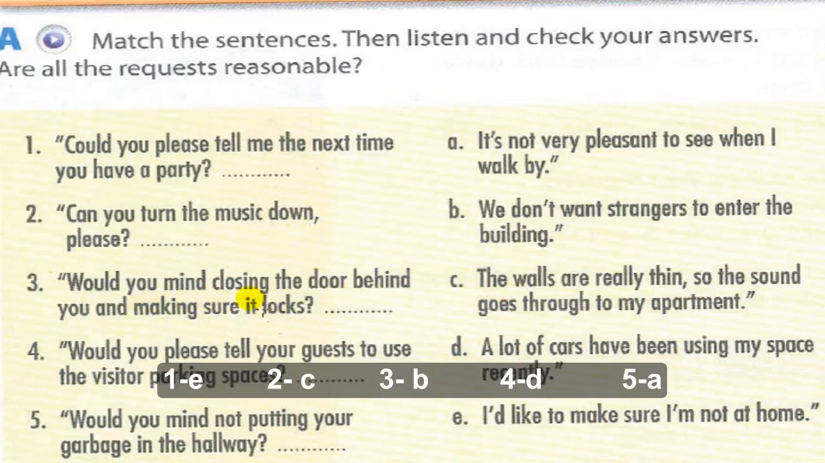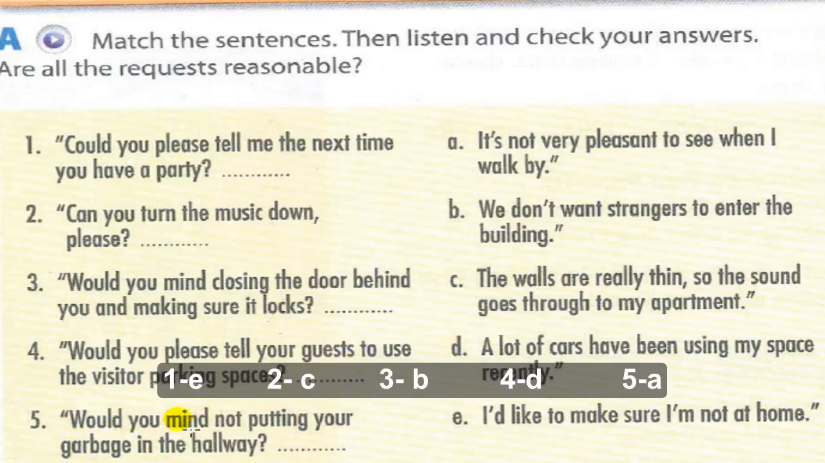3, would you mind closing the door behind you and making sure it locks? We don't want a stranger to enter the building. So 3, B. 4, would you please tell your guests to use the visitors' parking spaces? A lot of cars have been using my space recently. So number 4, D.